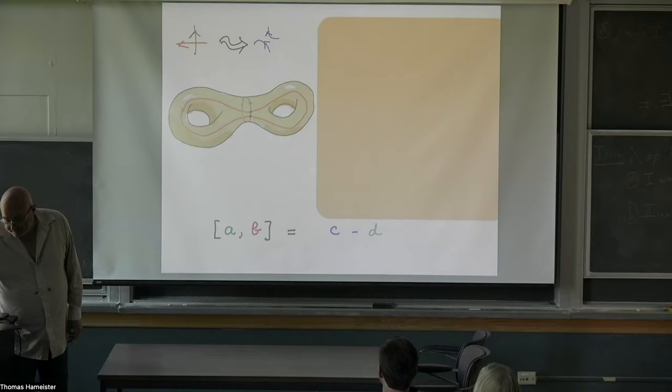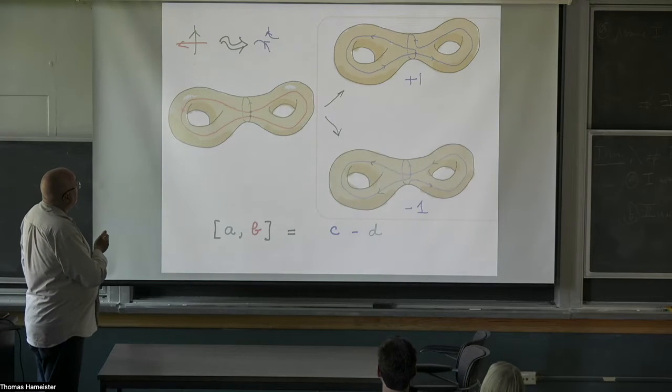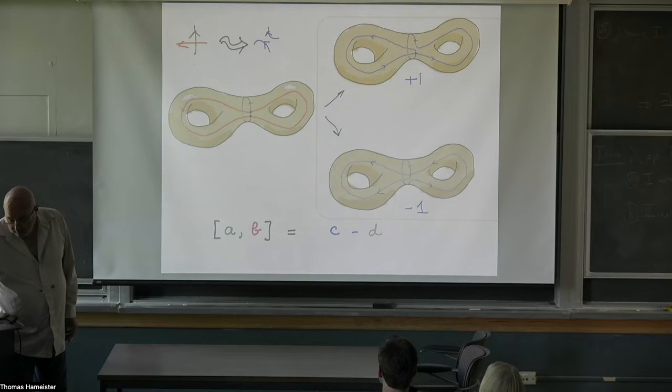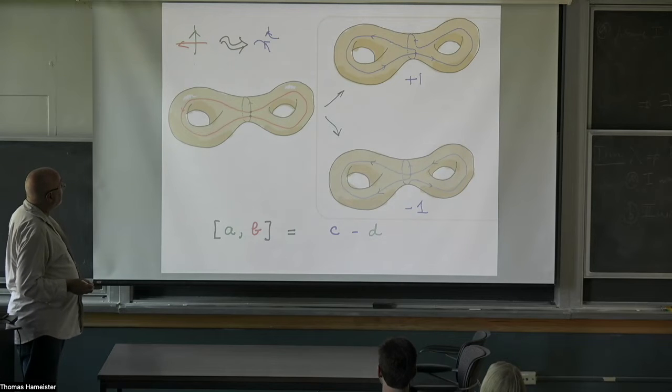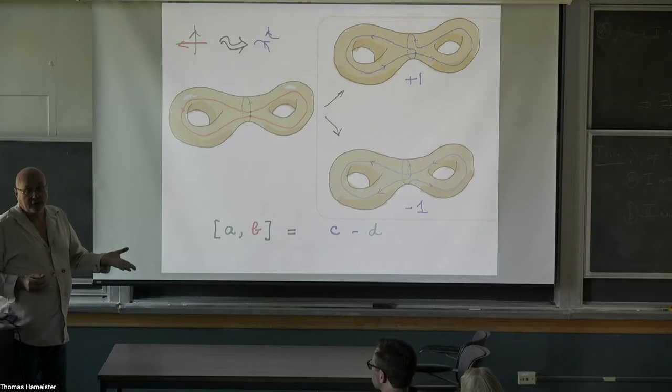So, right, let's see an example. What is the product of these two curves, the green curve and the red curve? Right, so you have two intersection points. So it's going to be the sum of two curves.